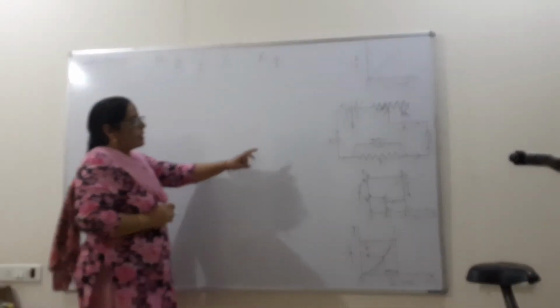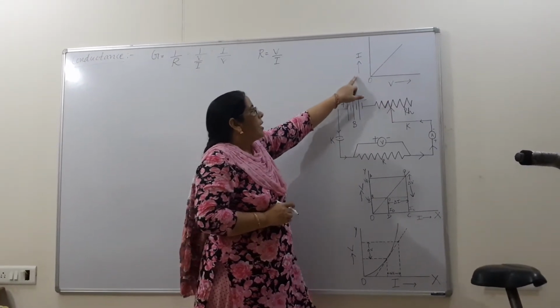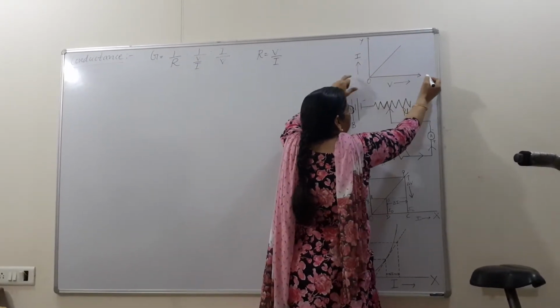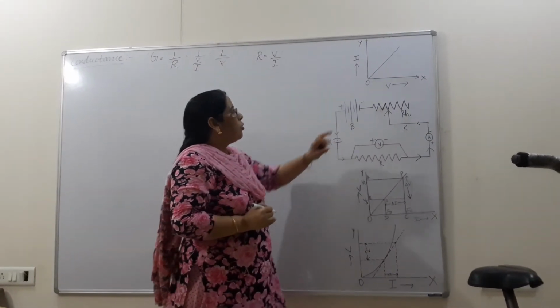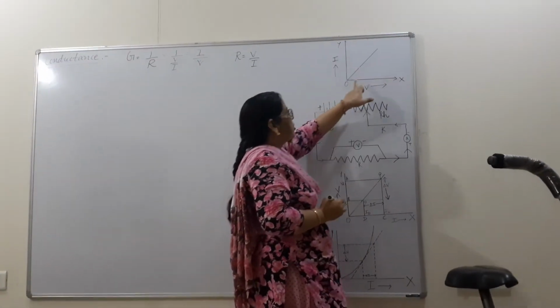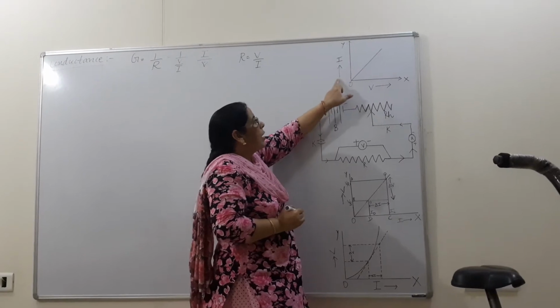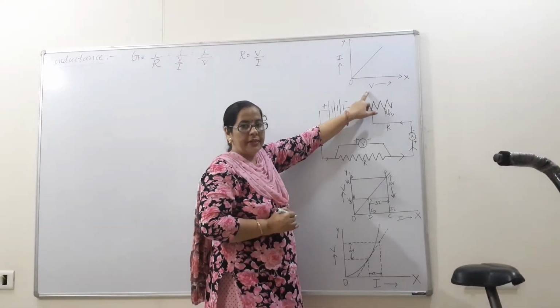So now come to this graph. This is the IV graph. I is taken on the y-axis and V is taken on the x-axis. They can ask you, and you see it is a straight line which starts from the origin. Then they can ask you, what does the slope of the IV graph represent?